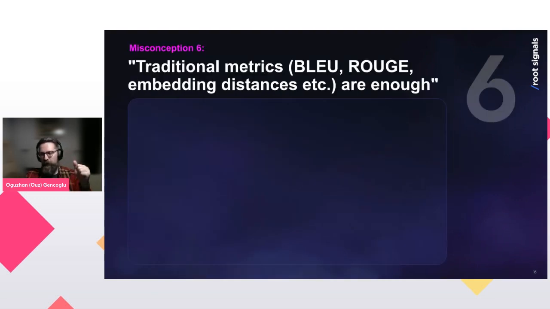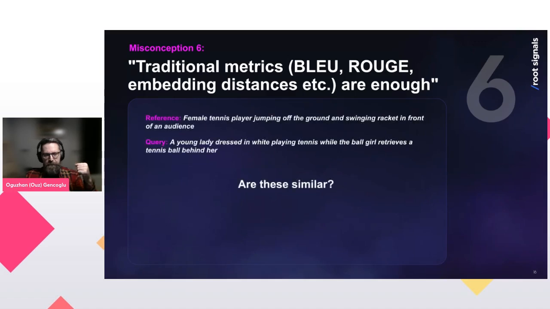But I'll be super concrete. Let me give you an example. Let's try to imagine we are comparing two texts. It can be a ground truth based thing, or it can be a similarity based thing. We would like to get the similarity of two pieces of text. The first text is: male tennis player jumping off the ground and swinging racket in front of an audience. And the second text that we are trying to compare is: a young lady dressed in white playing tennis while the ball girl receives a tennis ball behind her.